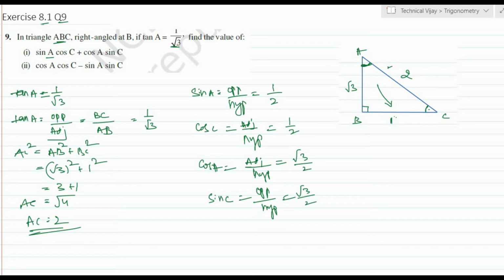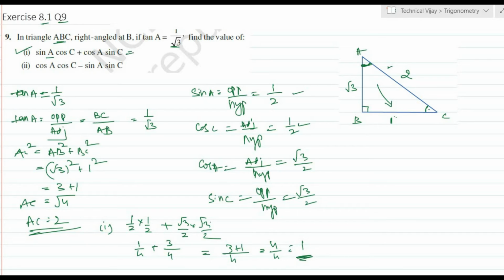So now we will substitute here, first portion: sin A into cos C, that is 1 by 2 into 1 by 2, plus root 3 by 2 into root 3 by 2. So here 1 by 4 plus root 3 into root 3 will be 3 divided by 4. So this is equal to, with 4 as LCM, 3 plus 1, so this is 4 by 4, which is equal to 1. So the answer is equal to 1.